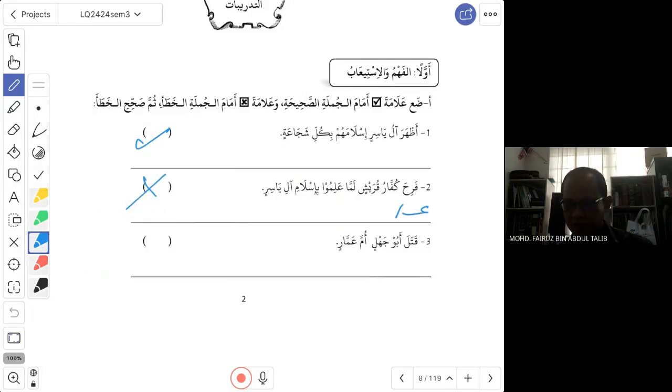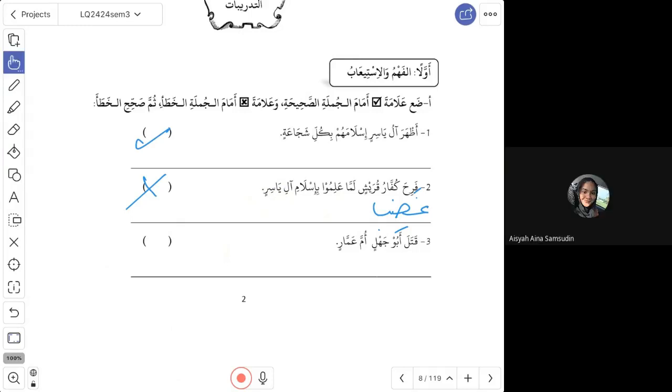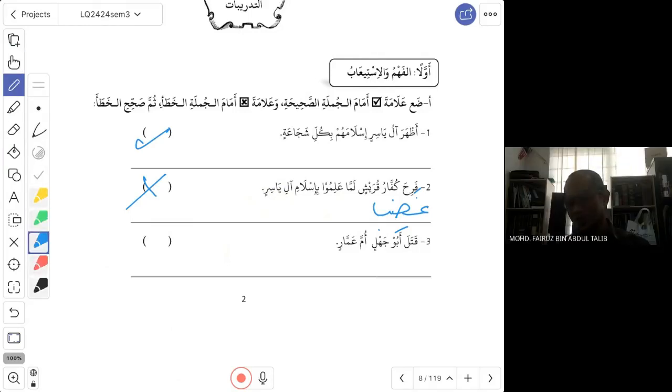So you can just replace the word fariha with ghadiba. But fil imtihan, in the exam, don't just write the word ghadiba. Or you write dot dot dot dot. No. Okay, please write the whole sentence. Ghadiba. Who ghadiba? Man ghadiba? Kuffaru Quraish. Nah, ghadiba kuffaru Quraish lamma alimu islami Ali Yasir. Nah, sahih. Hadha huwa al-jumla al-thaniya. So Fariha is happy, ghadiba is angry.